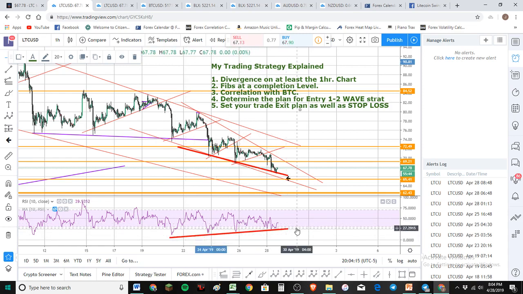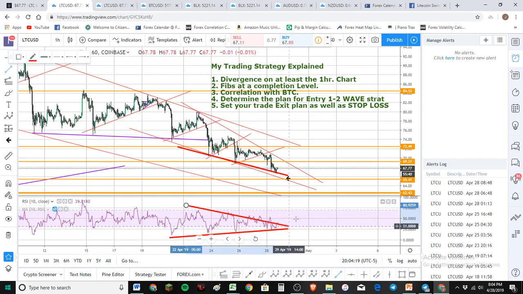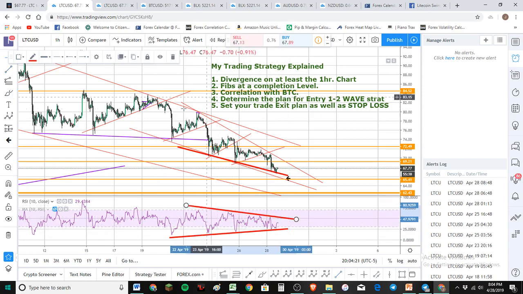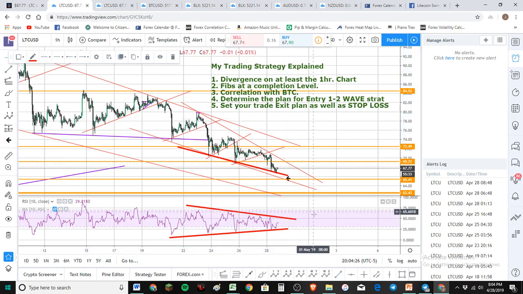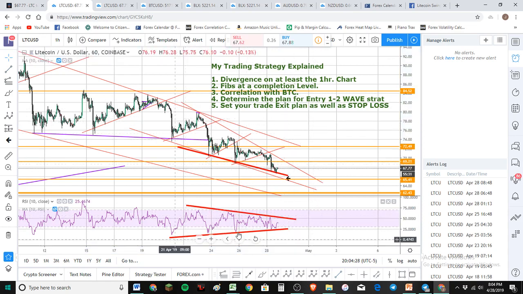So that's one thing. You'll also notice that this really is a wedge being created. Of course, it corresponds with the wedge that's already up here as well. You can see that as well. But nevertheless, we do have an upward movement in the RSI while we have a downward movement in price. That is divergence. So check mark on number one.